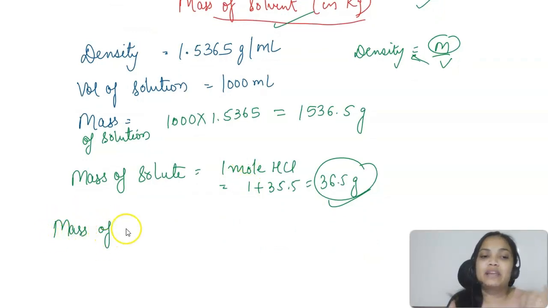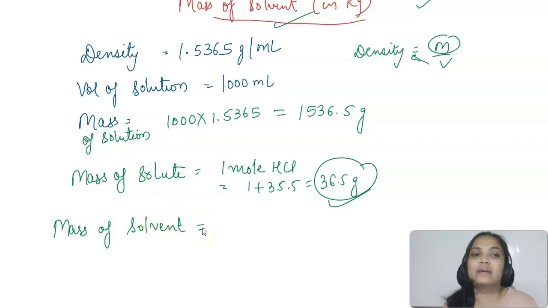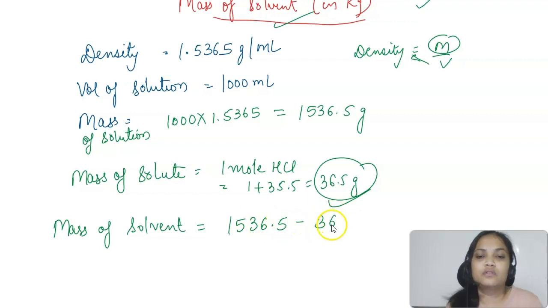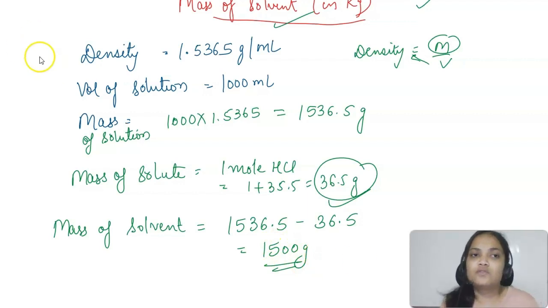See class, I am telling you all these things step by step so that you can get the concept of how to solve the question if any kind of question comes. Okay. So mass of solvent would be mass of solution minus mass of solute. So it will come out to be 1500 grams. Now you have got the mass of solvent.